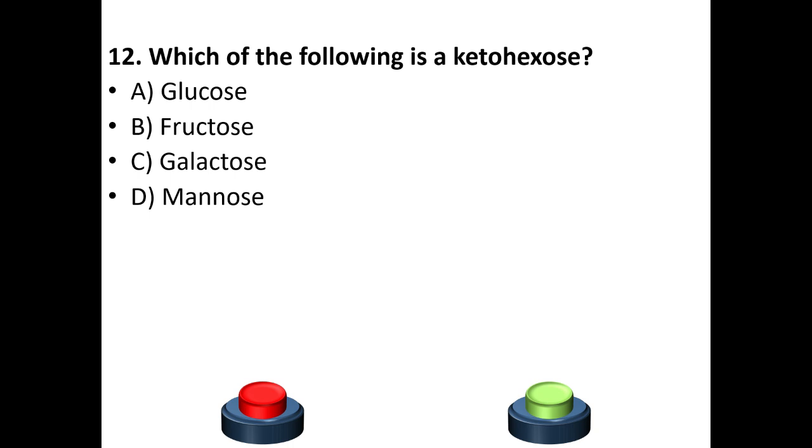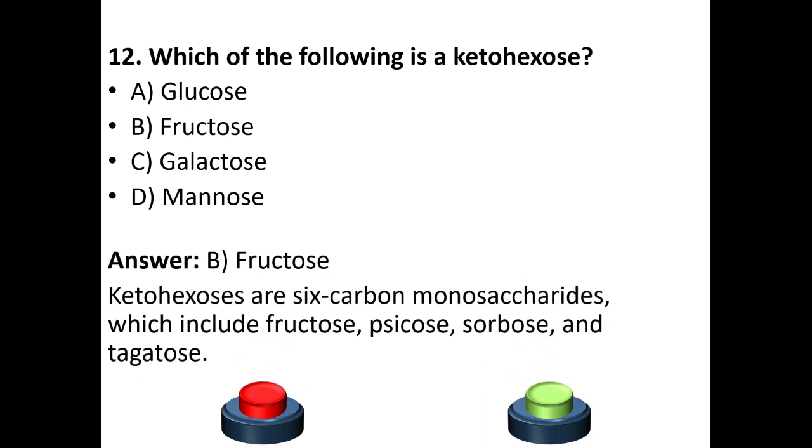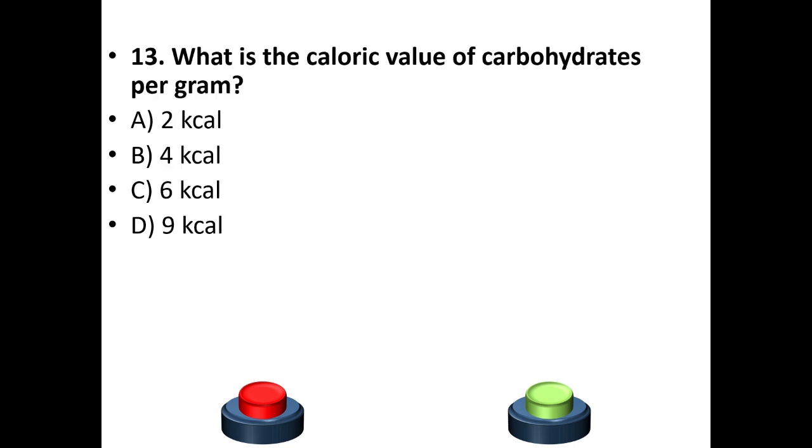Which of the following is a ketohexose? Glucose, fructose, galactose, mannose. Which is the answer? Here answer is B, fructose. Ketohexoses are 6 carbon monosaccharides which include fructose, sorbose and tagatose.